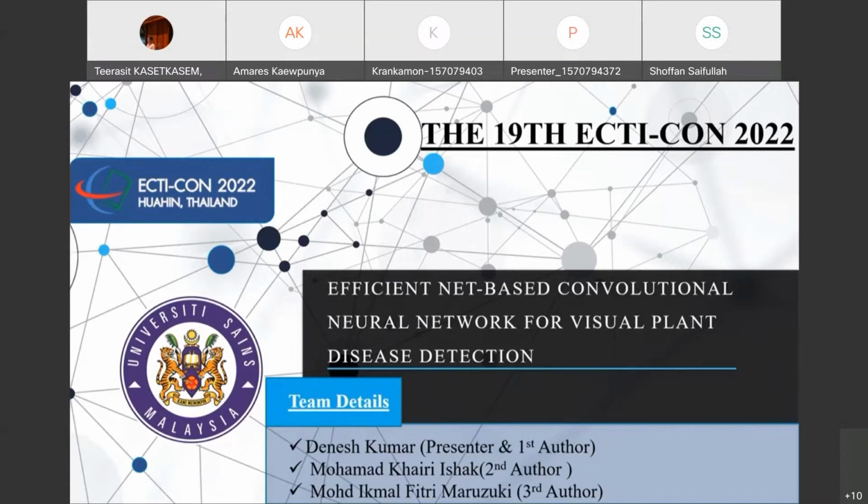So my research title is on the EfficientNet-based convolutional neural network for visual plant disease detection. In this presentation, we will be sharing a powerful deep learning based detector for real-time plant disease diagnosis using the PlantDoc dataset. The methodology provides a realistic and usable way for determining the class and location of plant disease. There is a significant improvement over previous plant disease classification methods. So next, move on to the next slide.